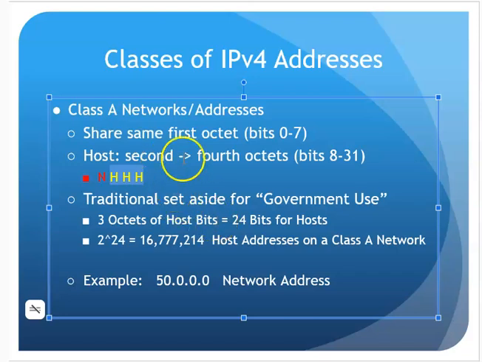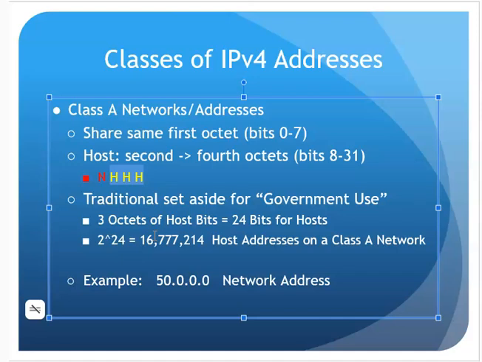So that meant we had these 3 octets. 3 times 8 is 24. We had 24 bits to work with. So mathematically speaking, we had 2 to the 24. Binary is 2 digits, so 2 to the 24. We had 16,777,214 host addresses we could use on our Class A network.